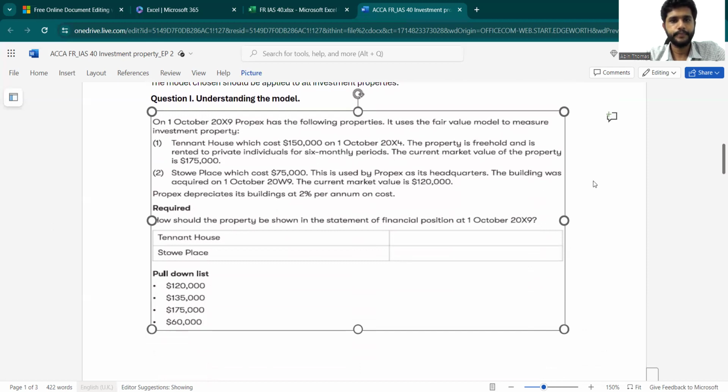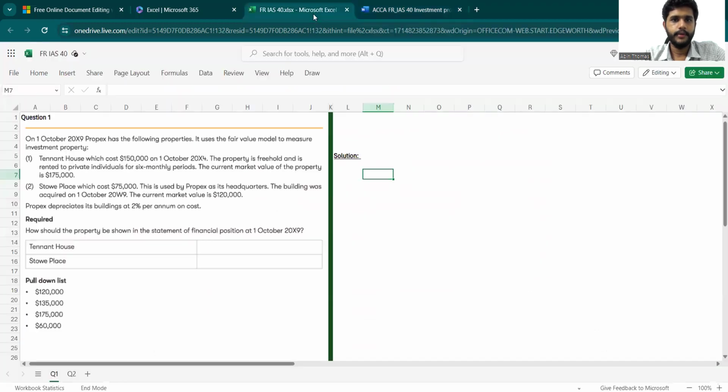Let us move to an Excel sheet so that we can do the solution together. Let's read the question first.